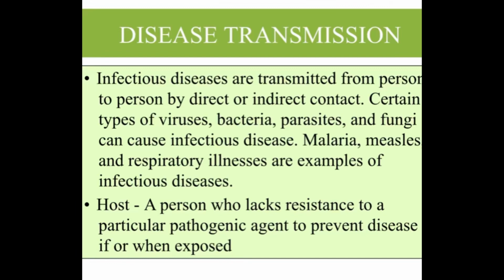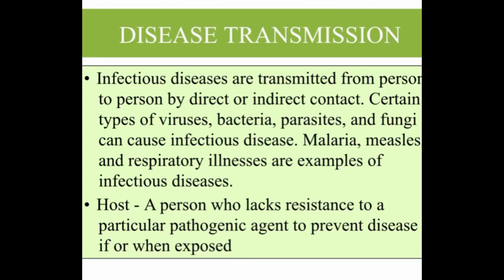Now, the disease transmission. Basically, infectious diseases are transmitted from person to person by direct or indirect contact, which means that certain types of microorganisms, like bacteria, viruses, parasites, and fungi, can cause infectious diseases like malaria, measles, and respiratory illness, which are some of the prominent examples. What is a host? A host is a body like you and me. Any living being is a host that can get an infection from any infected person or from the environment.